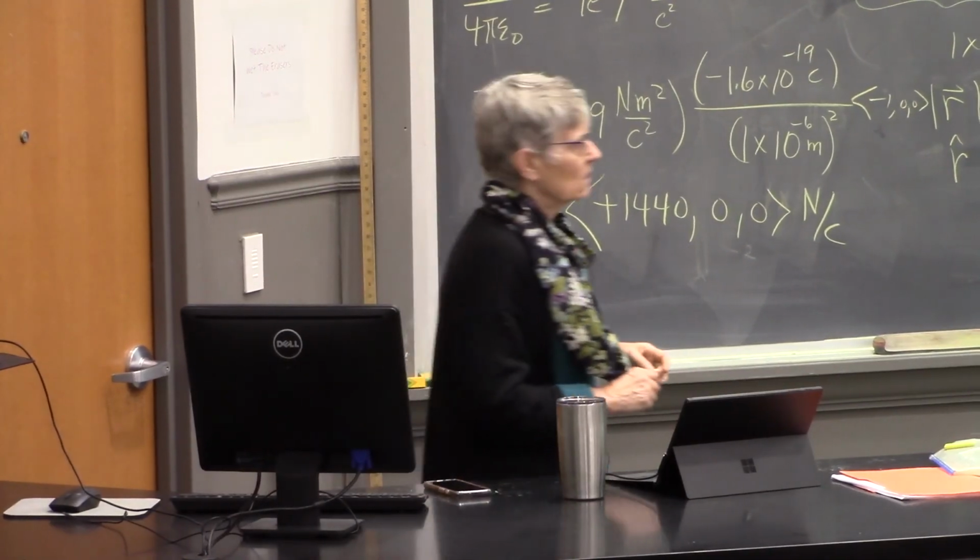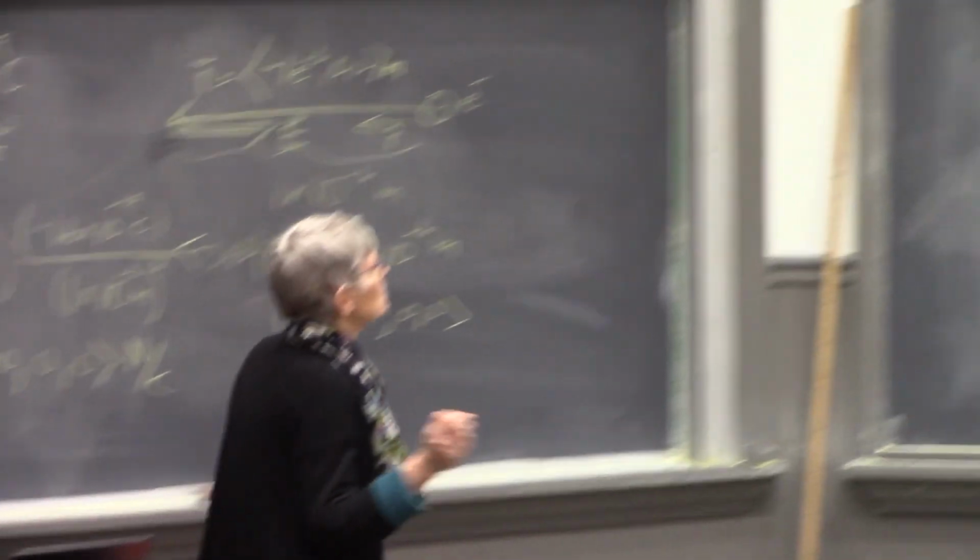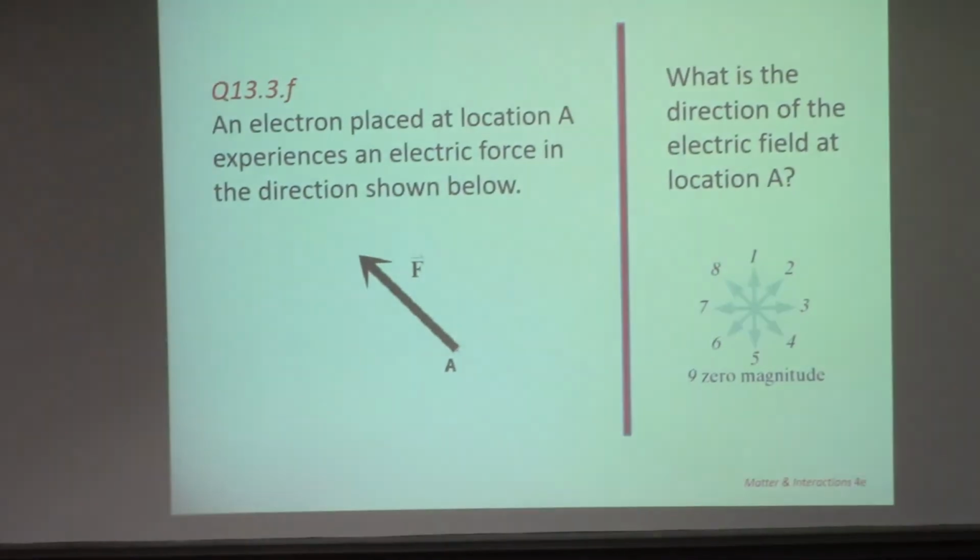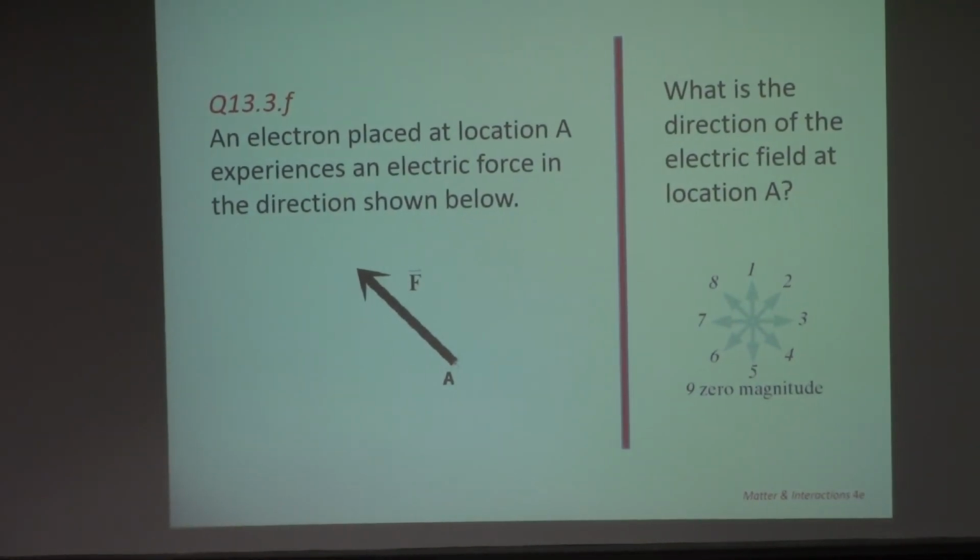Okay, you put an electron somewhere in space, and you observe that there's a force on it, an electric force in the direction shown. What can you conclude about the direction of the electric field due to the surroundings at location A? Yeah, all right, 4, that's correct.